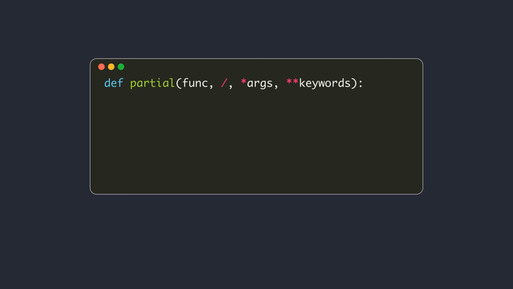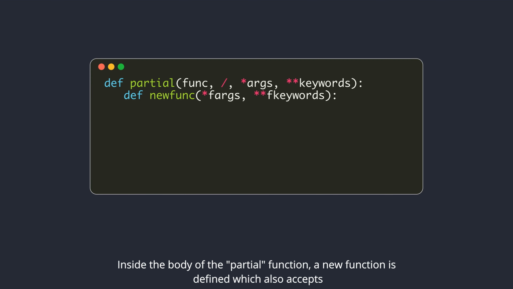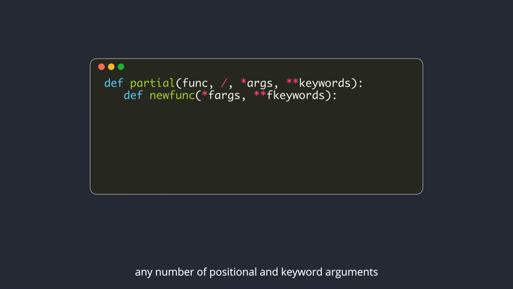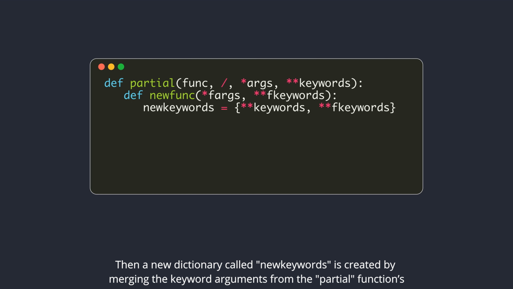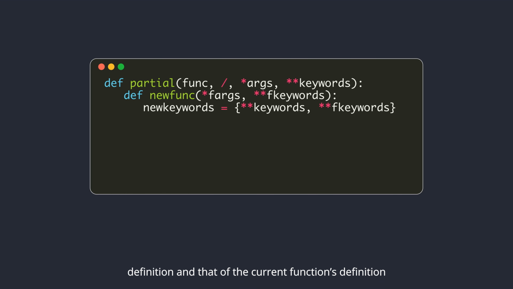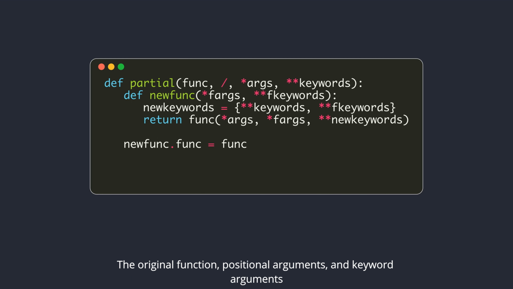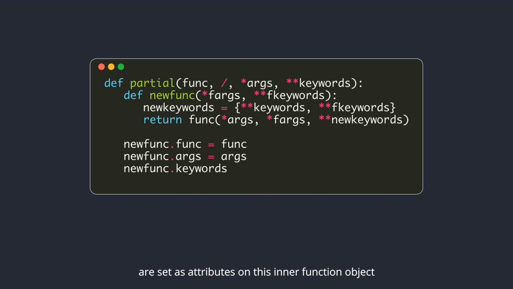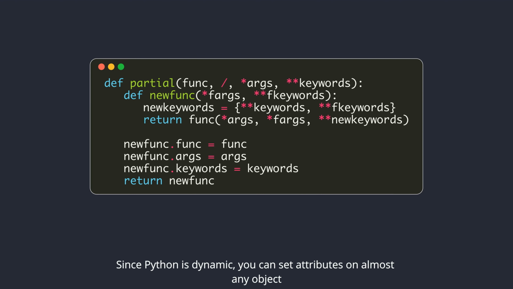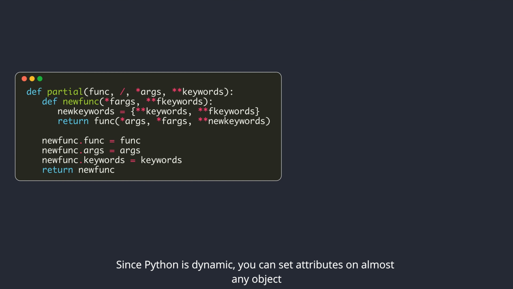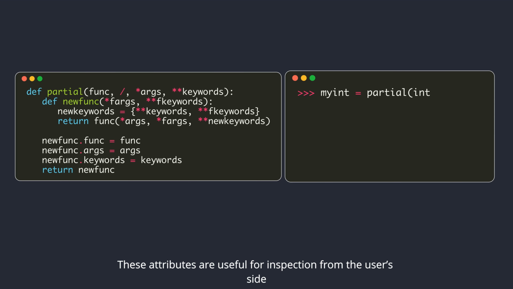The slash is to indicate that the first parameter, func, can only be passed as a positional argument and not as a keyword argument. Inside the body of the partial function, a new function is defined which also accepts any number of positional and keyword arguments. Then a new dictionary called new keywords is created by merging the keyword arguments from the partial function's definition and that of the current function's definition. Then the actual function is called passing all these values and the result is returned. The original function, positional arguments, and keyword arguments are set as attributes on this inner function object. Since Python is dynamic, you can set attributes on almost any object. These attributes are useful for inspection from the user's side.